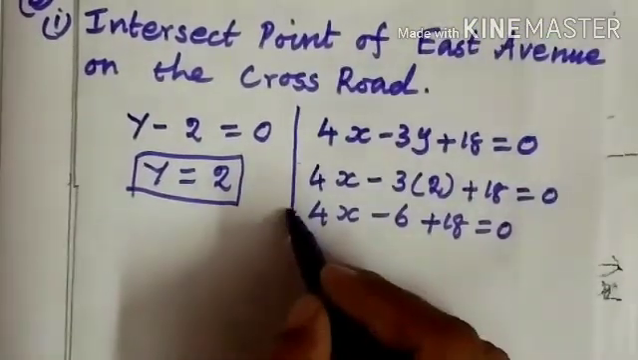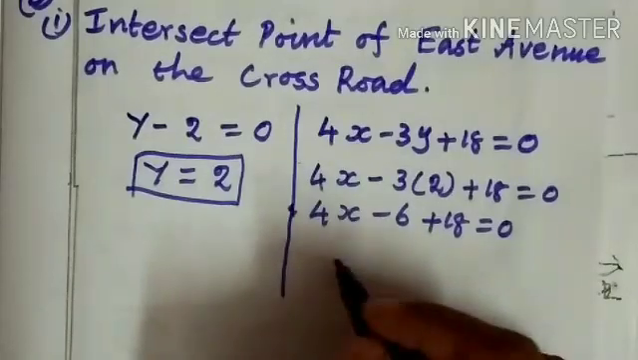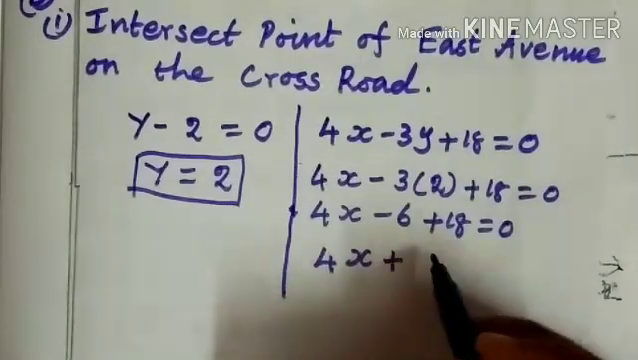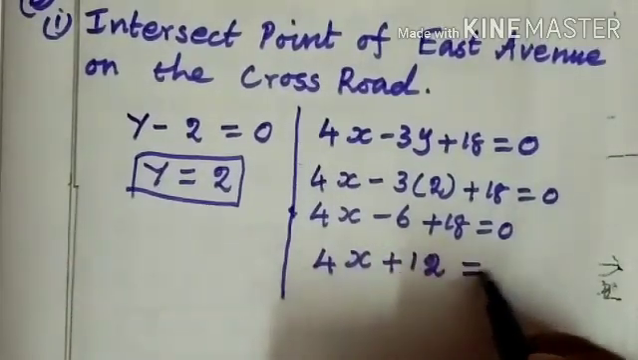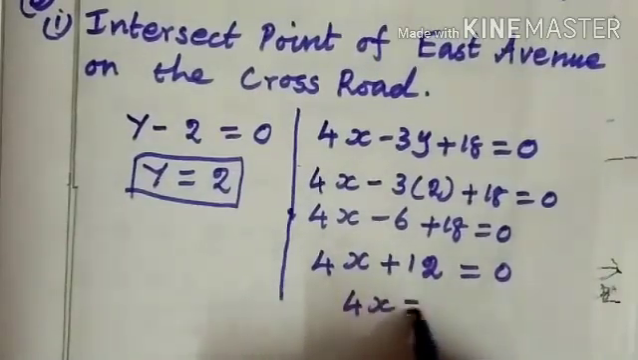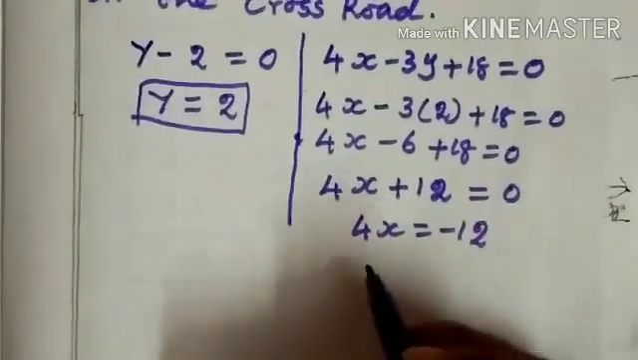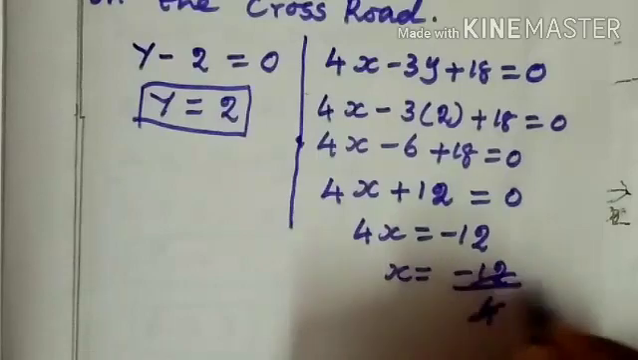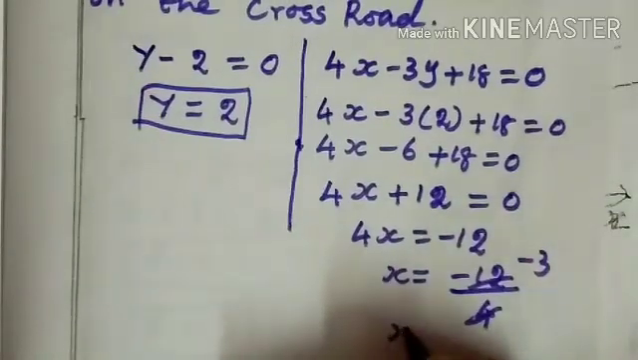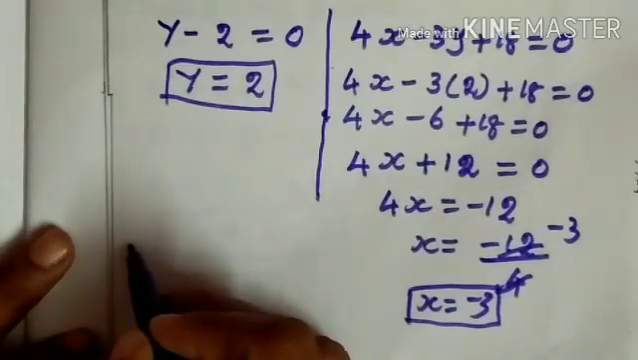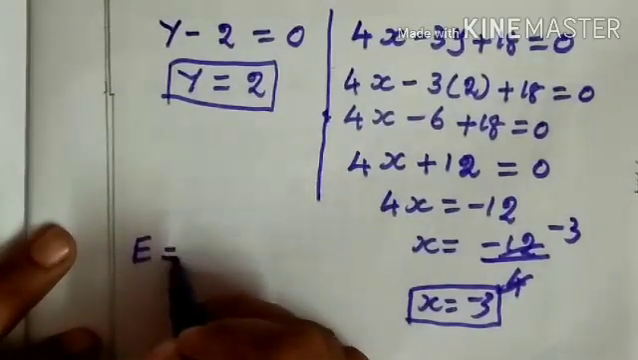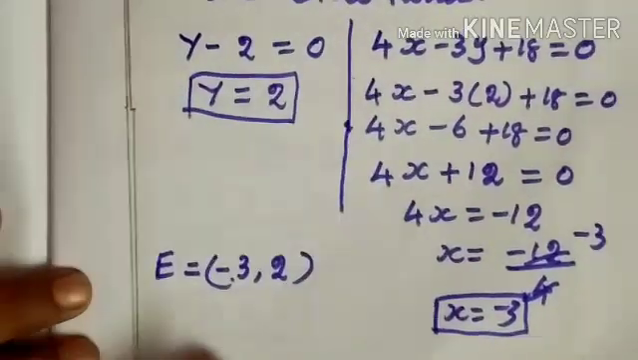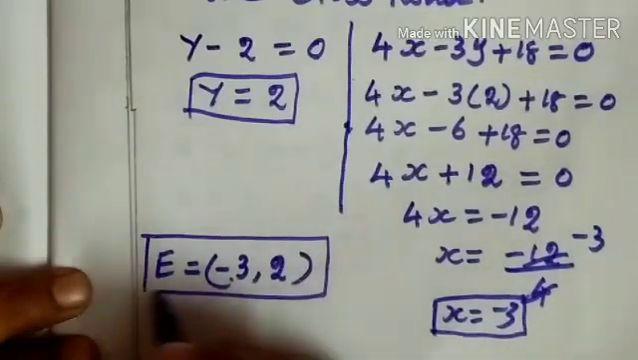Now you have to simplify this means we get 4x, 18 minus 6 plus 12 is equal to 0, that is 4x is equal to minus 12, therefore x is equal to minus 12 by 4. Cancelling this means we get minus 3, x is equal to minus 3. Hence the intersecting point E is equal to (minus 3, 2). This is the answer for this subdivision.